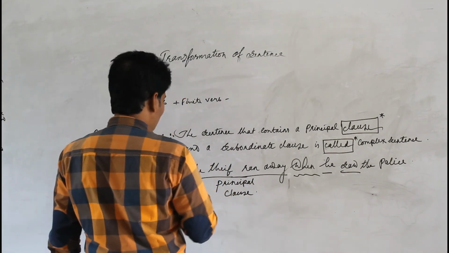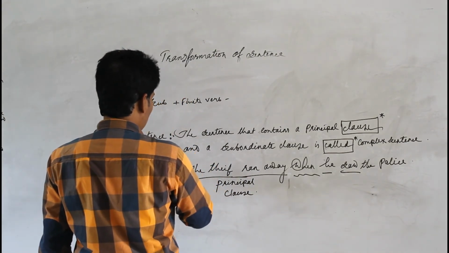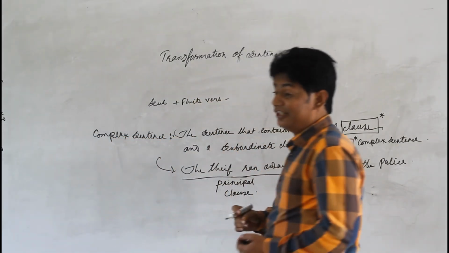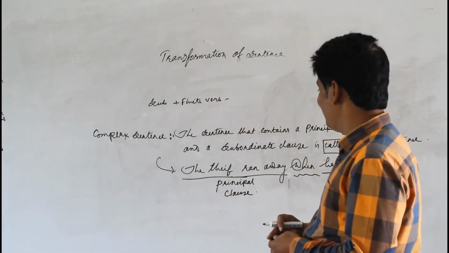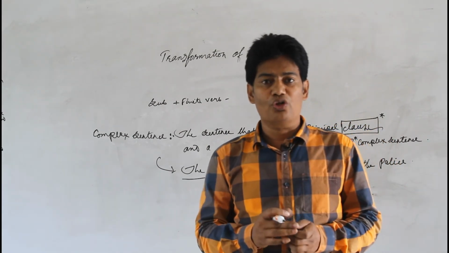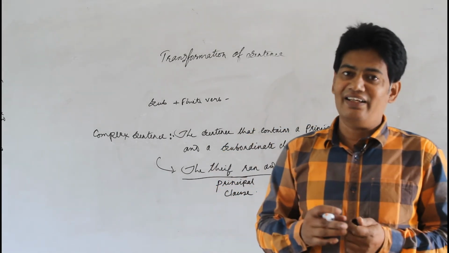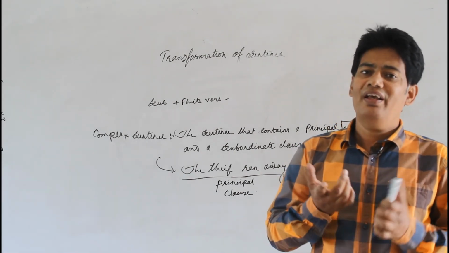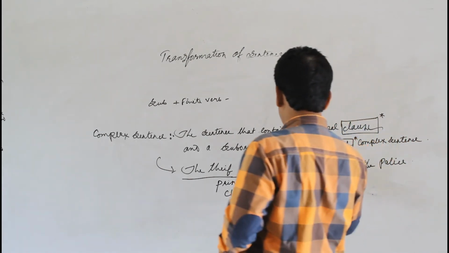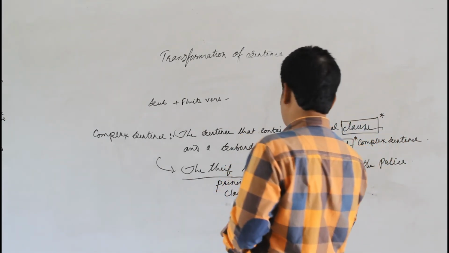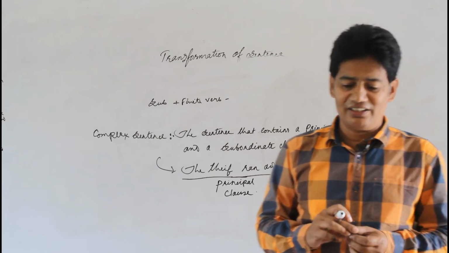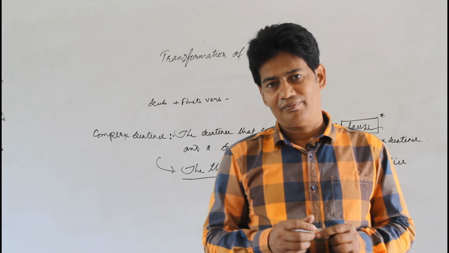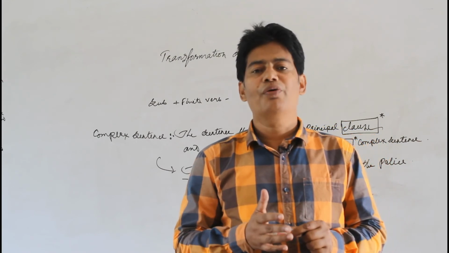We see that there is no conjunction before this clause, and another characteristic of a principal clause is that if you separate the clause from the sentence, it can itself exist as a sentence, and then it will be a simple sentence. Like here, if you pause the sentence here, the thief ran away, it certainly can express its complete meaning. Then it is called a principal clause.